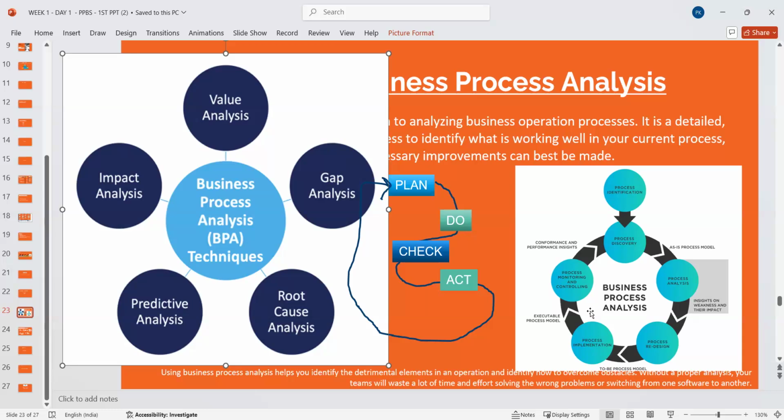So in that scenario, apparently the outcome is not as per plan, or it is not as per what was expected. So there is a gap. And then we can go ahead and we try to understand, okay, why is that gap?